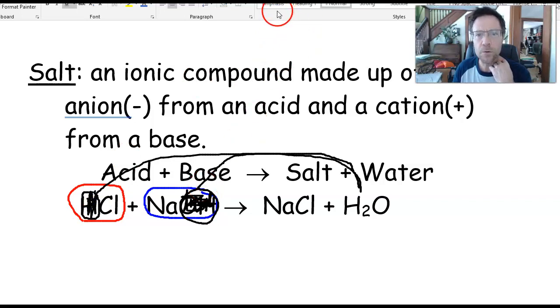Ooh, wait, I was going to use purple, but that's gross. Sentinels use purple. We don't use purple.